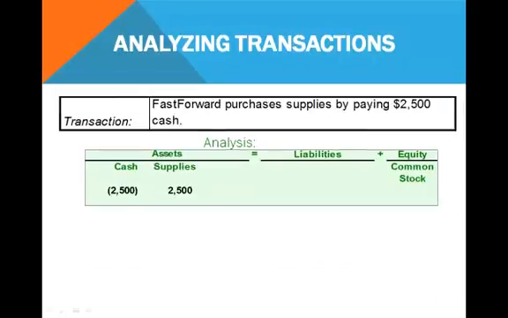In our second transaction, Fast Forward purchases office supplies paying $2,500 cash. We've exchanged one asset, cash, for another asset, supplies. The cash account will decrease and the supplies account will increase. Can you make the journal entry to record this transaction?